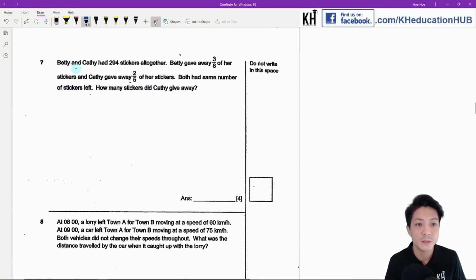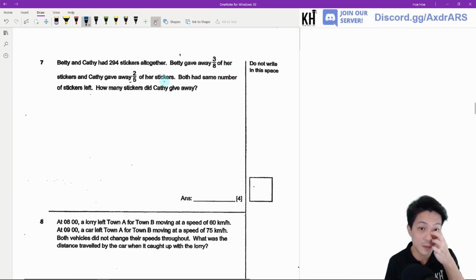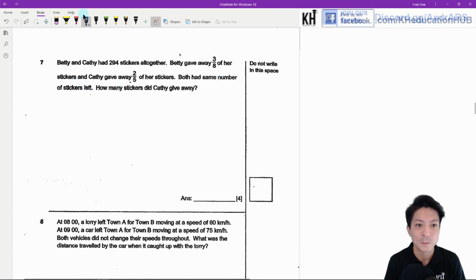Question 7. Betty and Katie had 294 stickers altogether. Betty gave away 3/8 of her stickers and Katie gave away 2/5 of her stickers. Both had the same number of stickers left. How many stickers did Katie give away? Okay, so the keyword is both of them had the same number of stickers left. Okay, I'm gonna write down the fraction that Betty gave away. Oh, sorry. I want to write down the fraction that they have left.